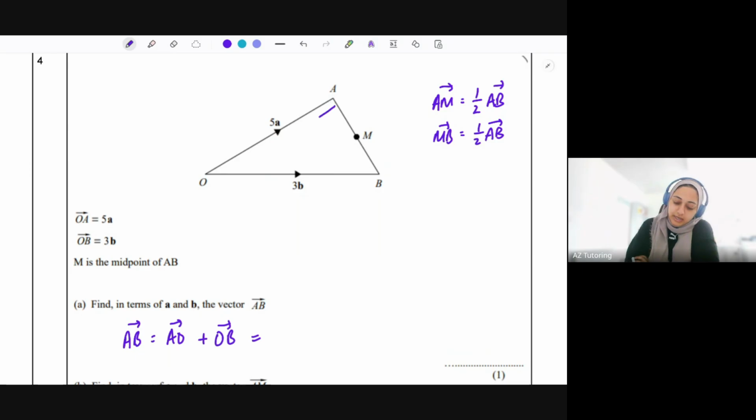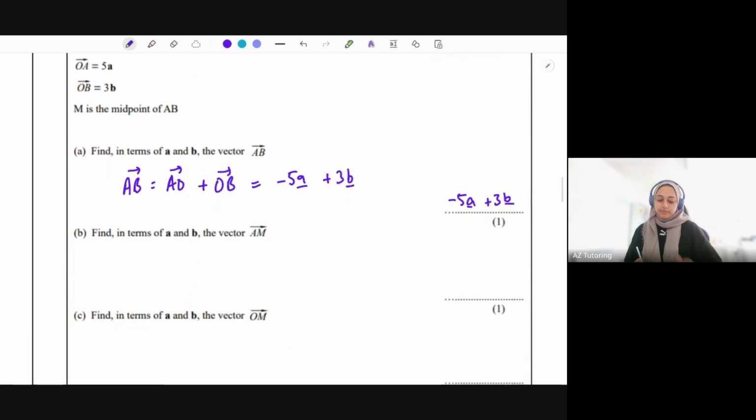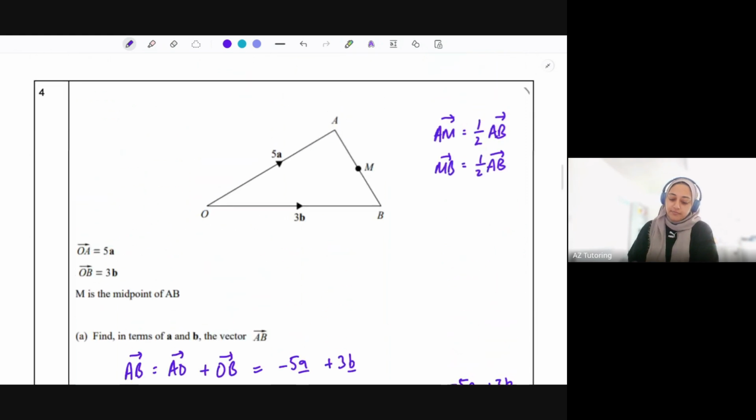AO is going against the 5A, so it's going to be minus 5A. And then OB, we're going in the direction of 3B. So our answer is just minus 5A plus 3B. Awesome. Moving on. Find in terms of A and B the vector AM.